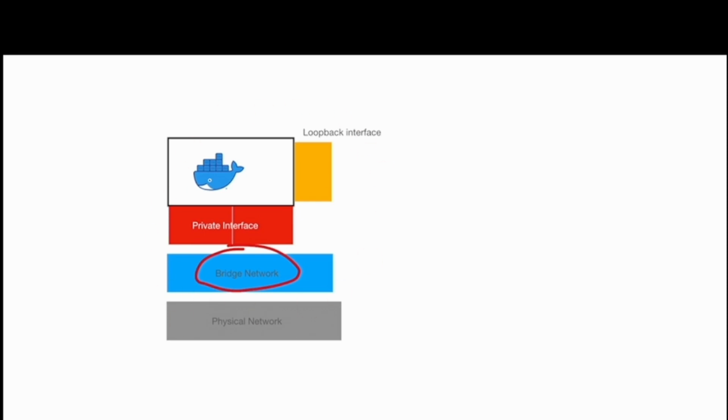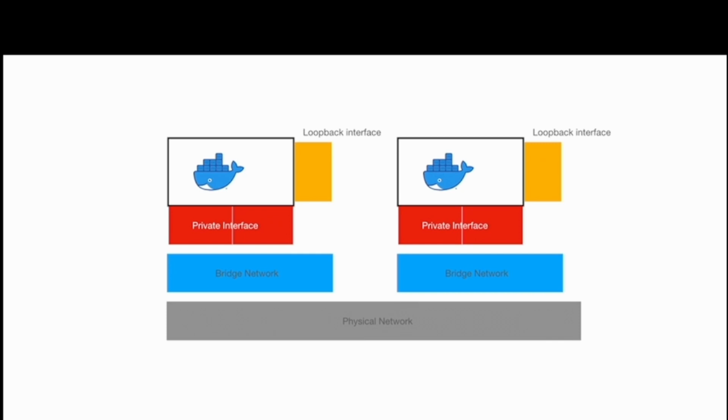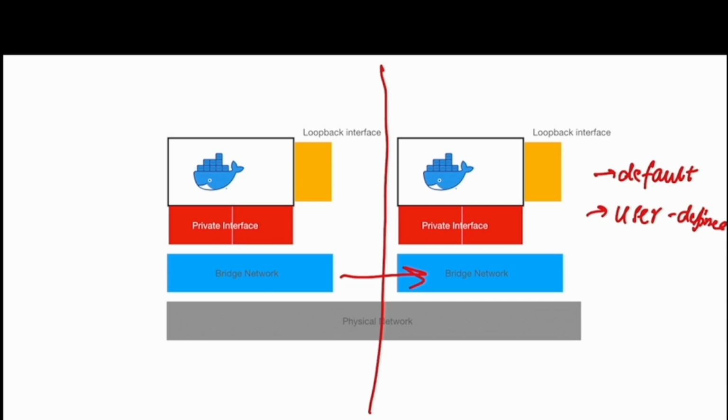So there are two types of bridge networks. First is the default bridge network that is created by Docker, and the other is the user defined network, which a user creates as per his own need. If we create two different bridge networks and our containers lie in different networks, these two containers will not be able to interact with each other. It is very important for our containers to be in the same network in order to connect with each other.